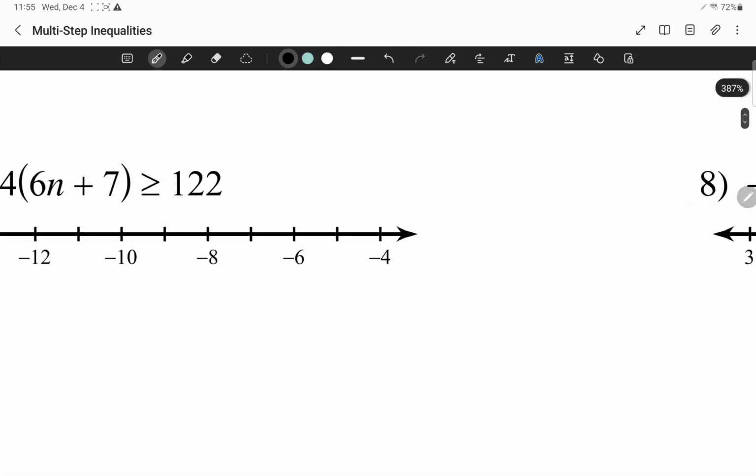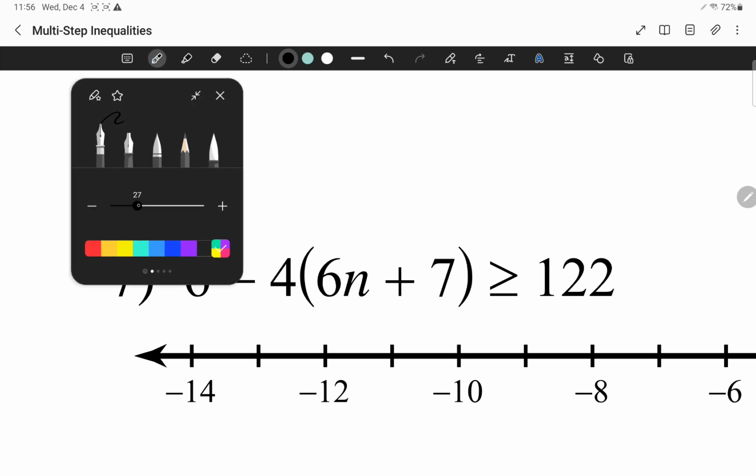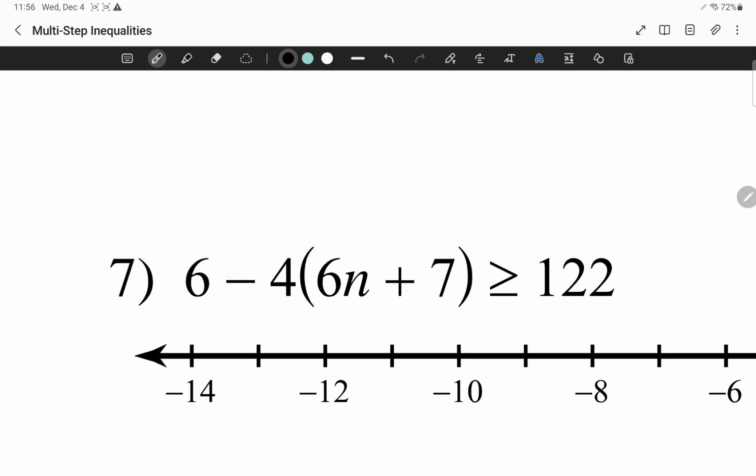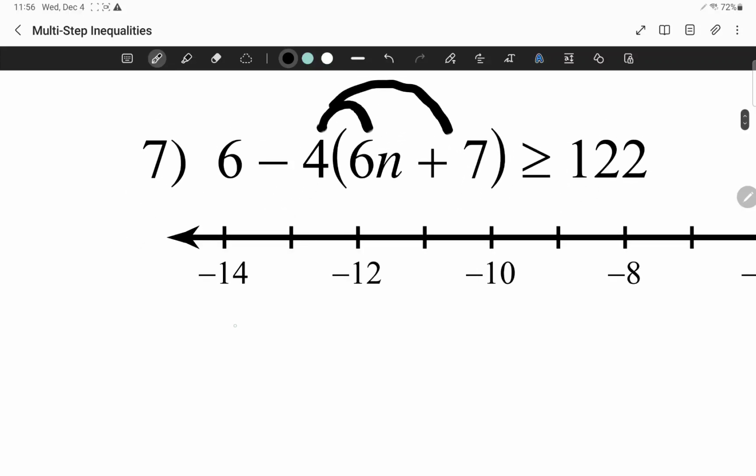Let me see. Okay, let's look at one that has some sort of distribution. All right, so this problem is a little bit harder than the other one. Now, what do we do first? Well, this is what I would do. We need to distribute this to the 6 and the 7. What is that going to give me? So I'm going to start writing my problem.